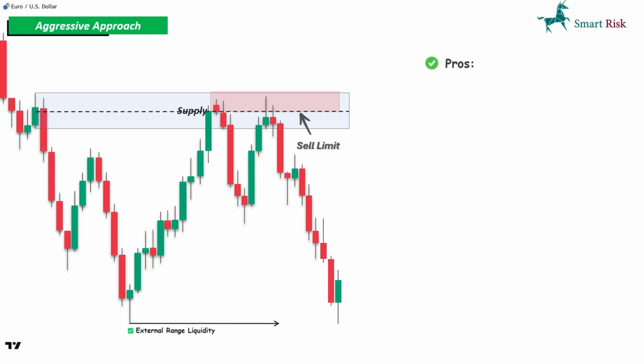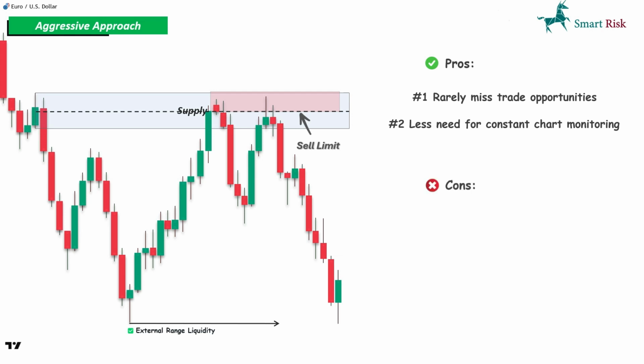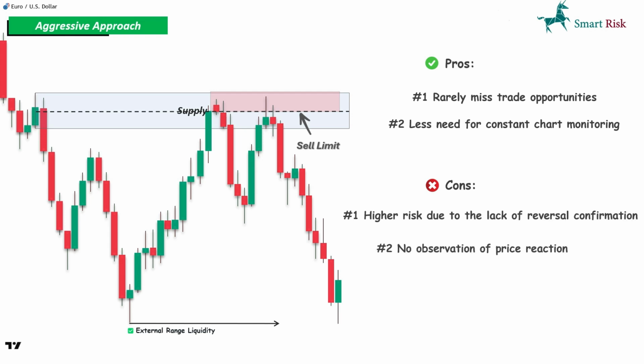Aggressive entries come with certain advantages. You're less likely to miss trading opportunities, and you don't need to constantly monitor the charts. However, there are also drawbacks. This approach carries more risk because you're entering the market without waiting for a confirmed reversal, and you're not observing how the price reacts when it reaches the area of interest.